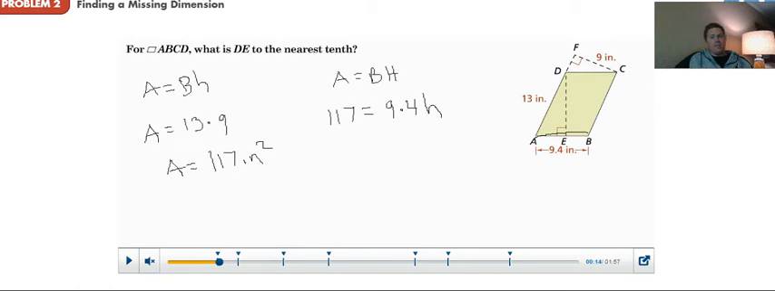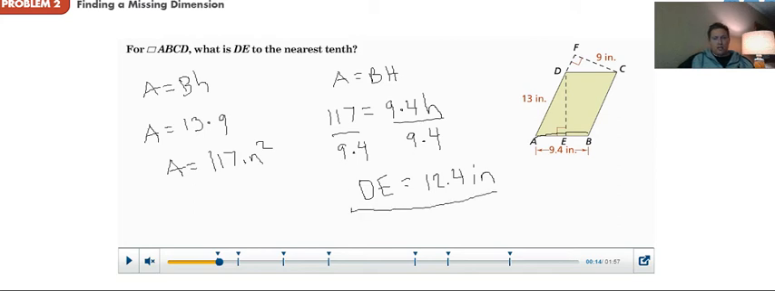Okay, so to get the height all by itself, I'm going to divide both sides by 9.4. And so we're going to say DE, or my height in this case, is going to equal 117 divided by 9.4. And that's going to give us, rounded to the nearest tenth, 12.4. And we are just labeling this inches, because we're not finding the area here. This is just a length right here. So that would be my answer that I have right there.